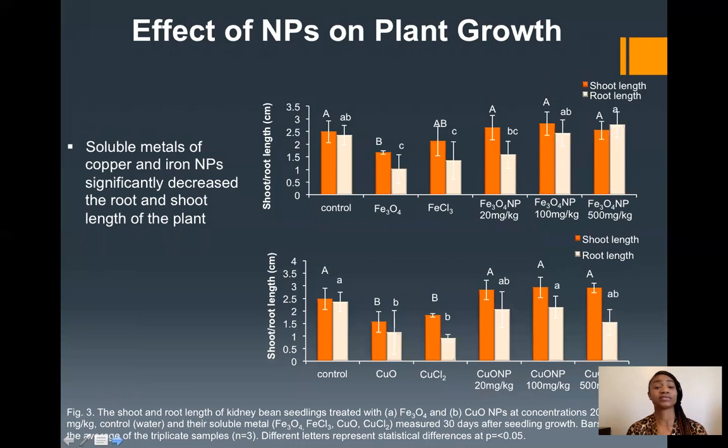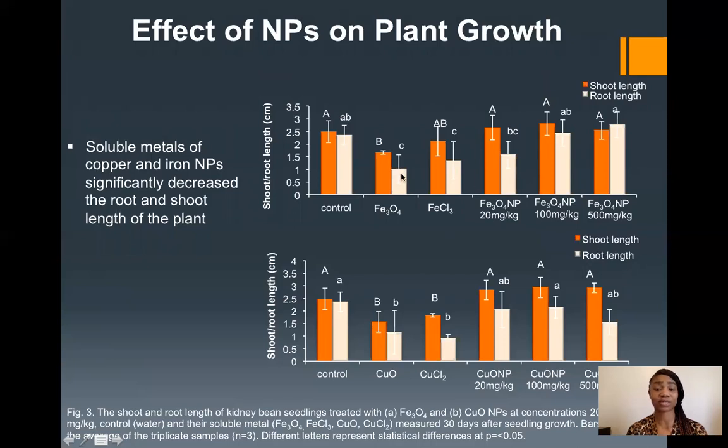Here is the effect of nanoparticles on plant growth. The first graph shows us the effect of iron 3 oxide nanoparticle on the shoot and the root length of kidney bean, while the second graph shows the effect of copper oxide nanoparticle on the shoot length and the root length of kidney bean.